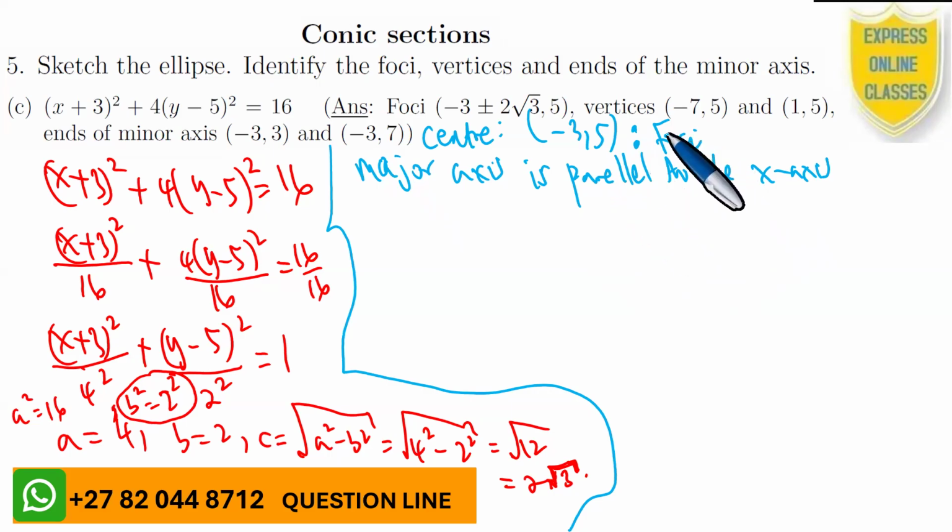So it means the foci are actually on the x-axis, parallel to the x-axis. Yeah, they are on the major axis, parallel to the x-axis. But then you consider the center. So what is the center? The center is this one.